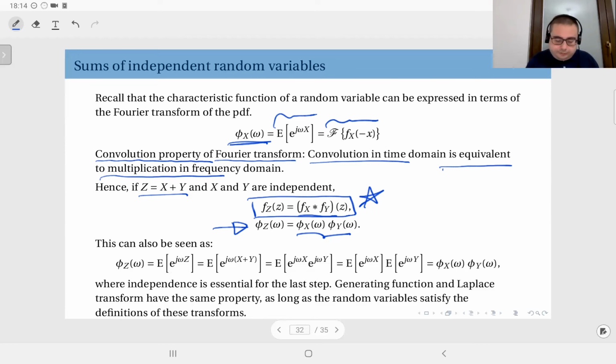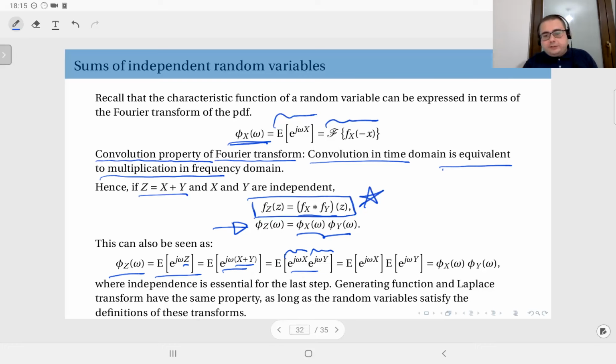You can also observe this from the definition of the characteristic function, because you see it's defined as the expected value of e to the power j omega z. And instead of z, just write x plus y, and then separate these terms: e to the power j omega x, e to the power j omega y. Now, this is a function of x. This is a function of y. Well, obviously, if x and y are not independent, you can't do anything here. This is a joint distribution. You have to know the joint distribution to obtain this joint characteristic function.